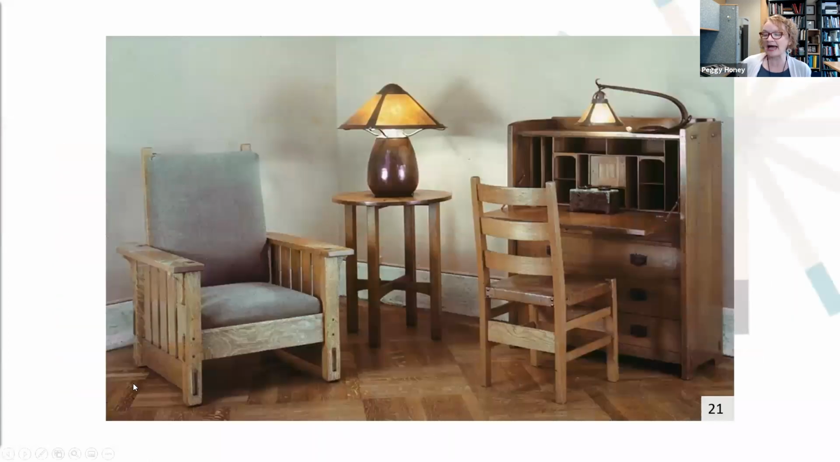So as you look at mission style furniture, the arts and crafts movement, both in the US and in England, tended to look backwards towards medievalism. In England, though, they were all about handcraft, whereas in America, they were willing to exploit mechanization to be able to create furniture for the masses.